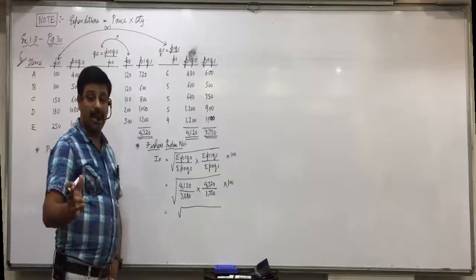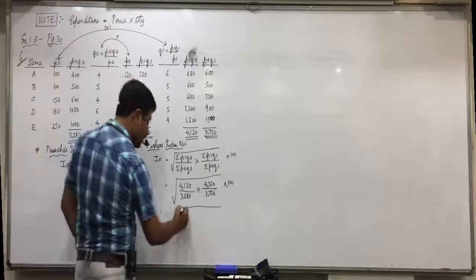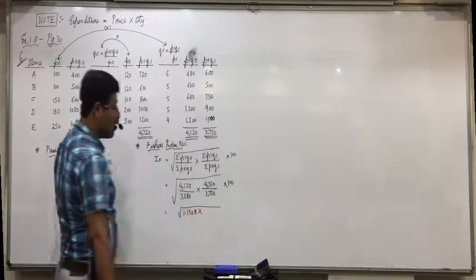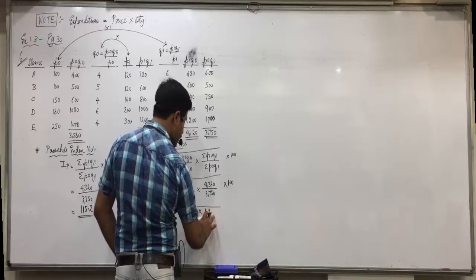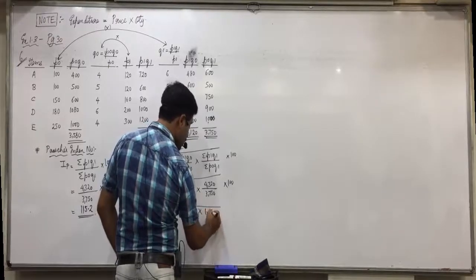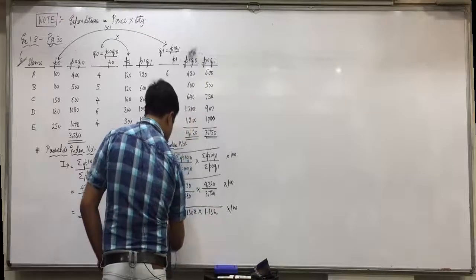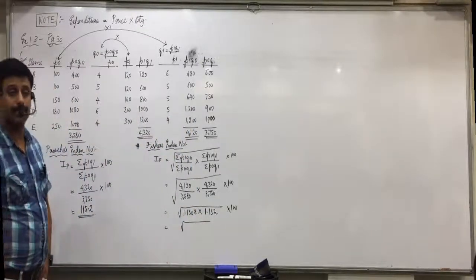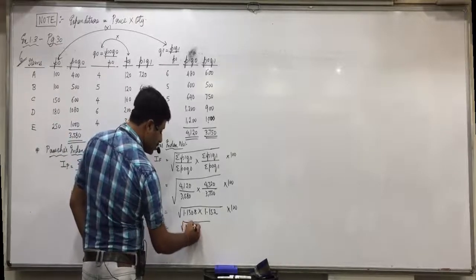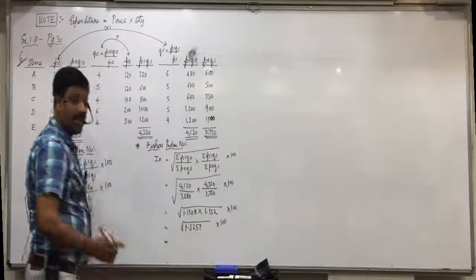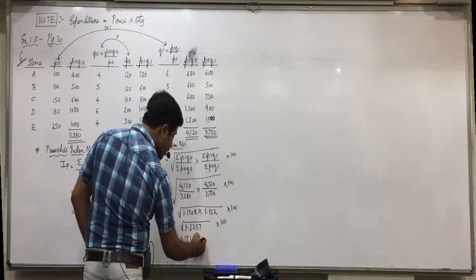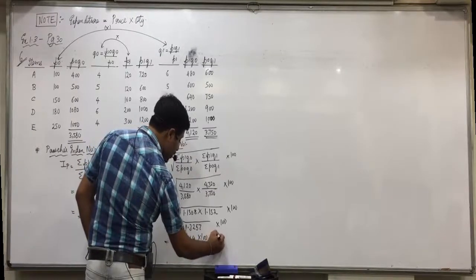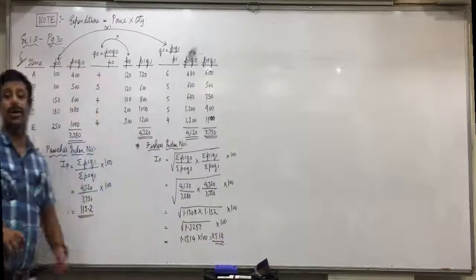Do it, 4120 divided by 3580. 1.1508. 4320 by 3750, 4 decimals. 1.152. And into 100. Now multiply the 2 and again tell me 4 decimals. 1.3257. Square root of 1.3257, also in 4 decimals, 1.1513. Into 100 will come to 115.14. The final answer automatically you'll get in 2 decimals.